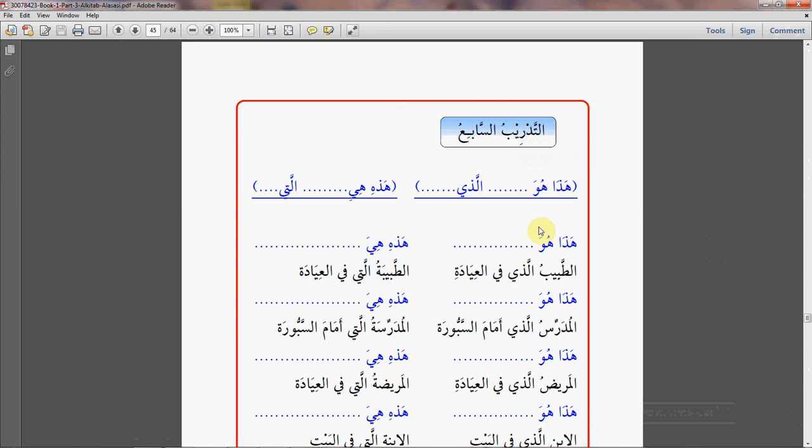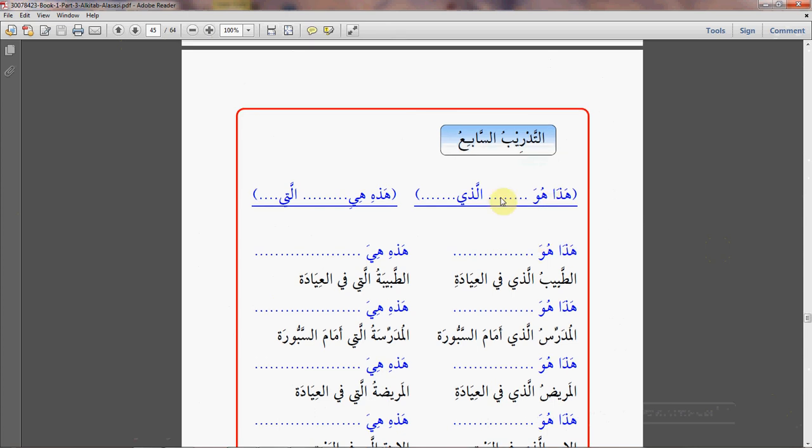So هذا هو, so we're going to add here vocabulary, join it to the other one. Okay? هذا هو الطبيب الذي في العيادة. Okay? هذا هو, here is or this is the doctor who's in the surgery. Okay?